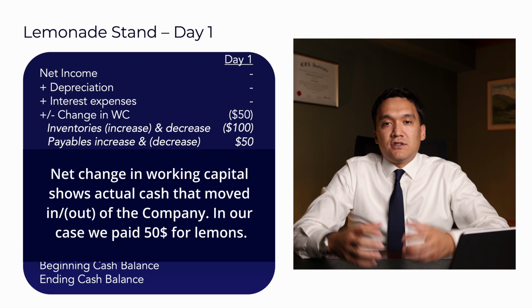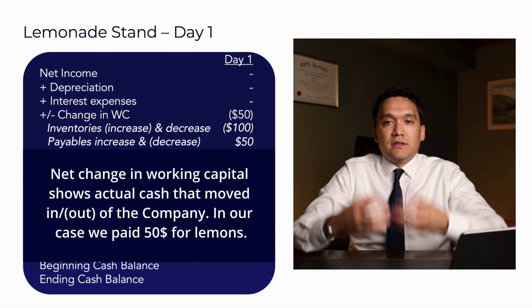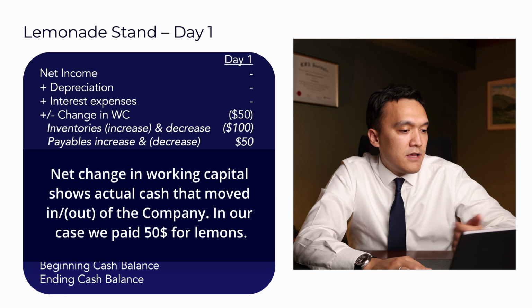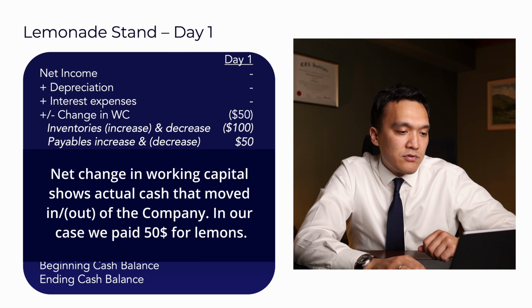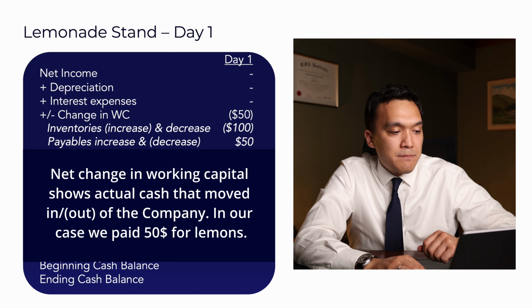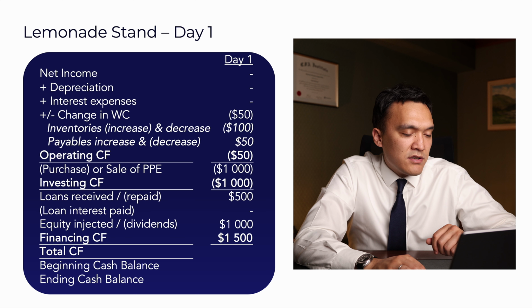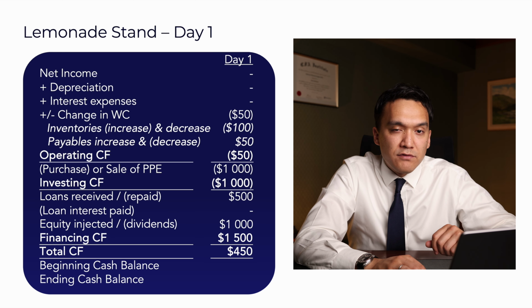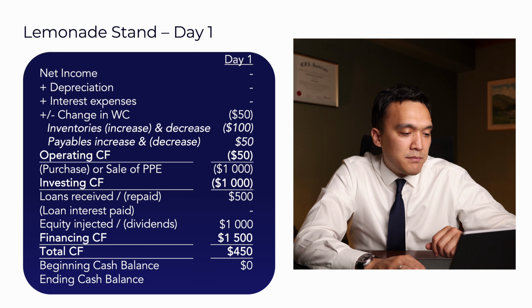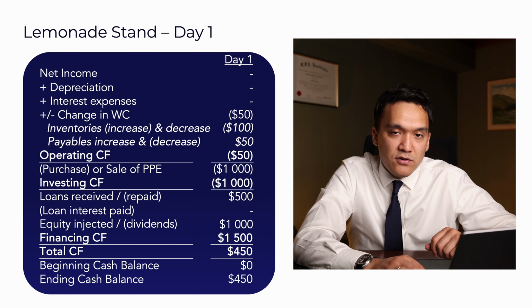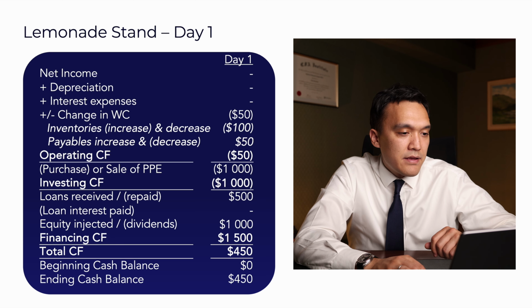So if we simplify this, we just had $50 and we spent it on oranges and lemons. And we have operating cash flow of negative $50. So when we add operating, investing and financing cash flow, we have a total cash flow of $450. So we had a beginning cash balance of $0 and ending cash balance is $450.